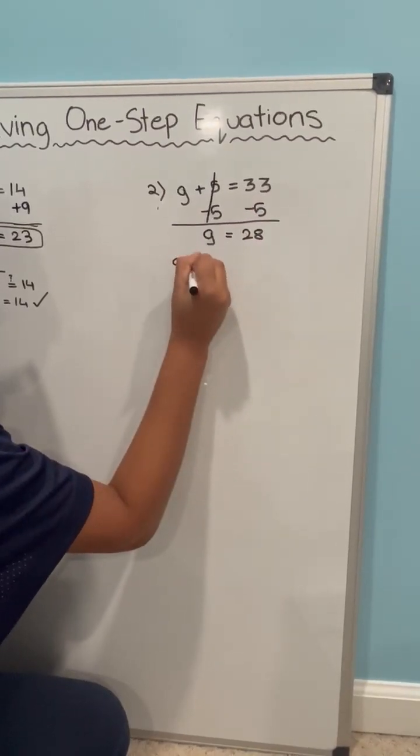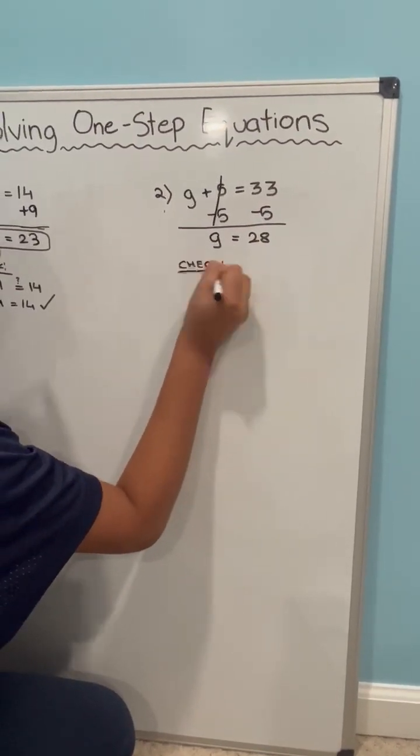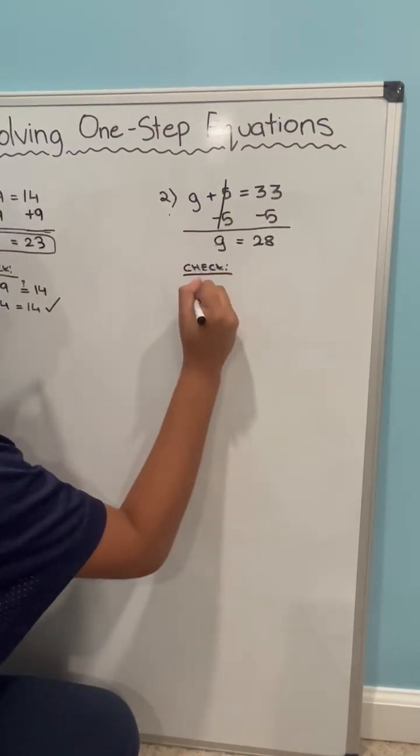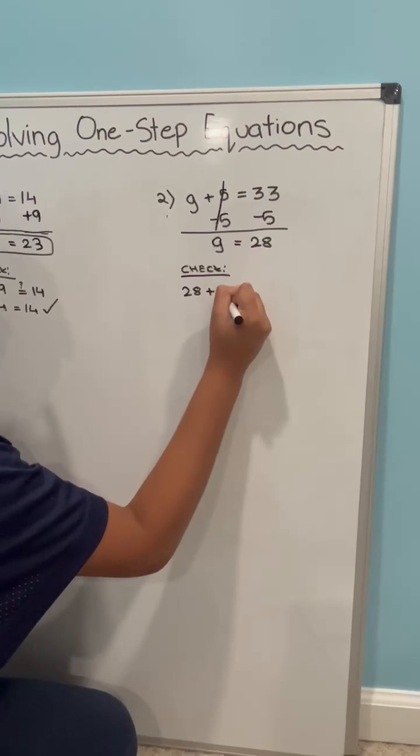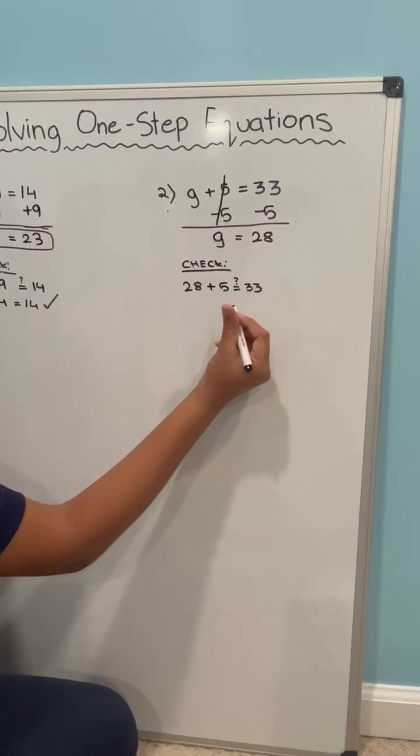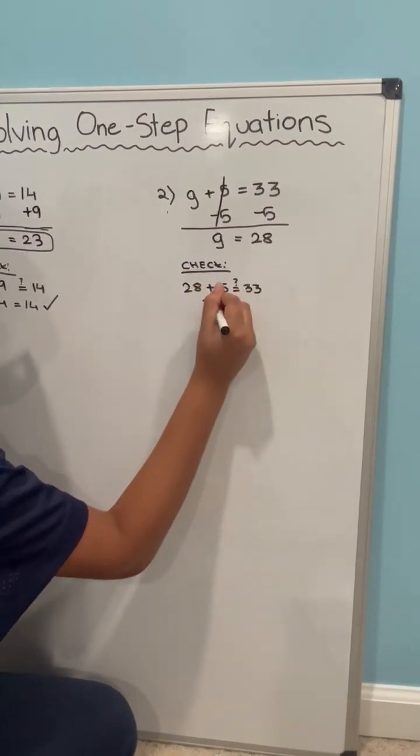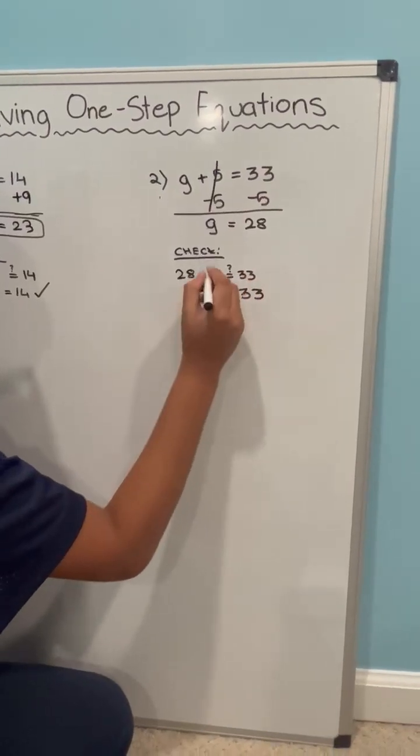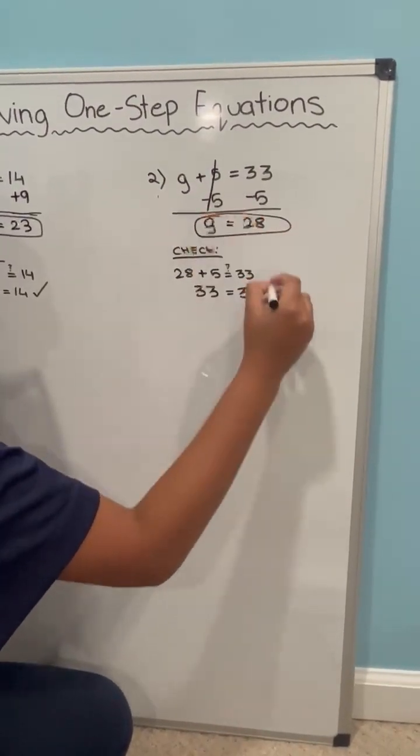Now, let's check this. Substitute 28 for g. So you have 28 plus 5 equals question mark 33. Okay, now 28 plus 5 is 33. So is 33 equal to 33? It is. So that's why g is equal to 28.